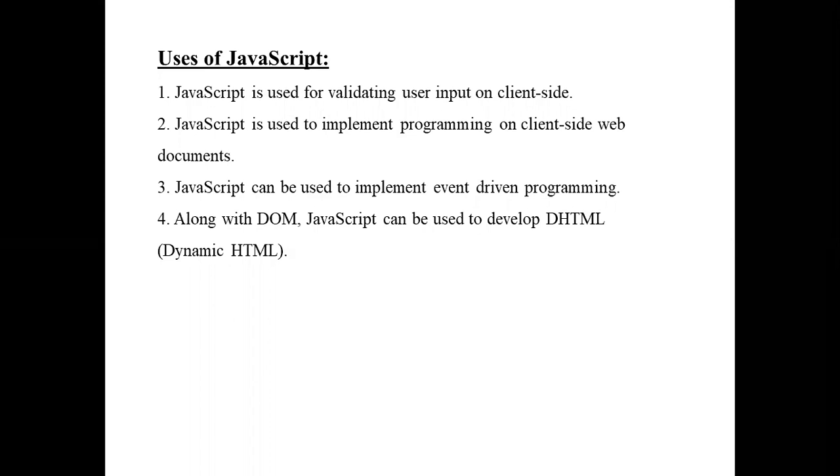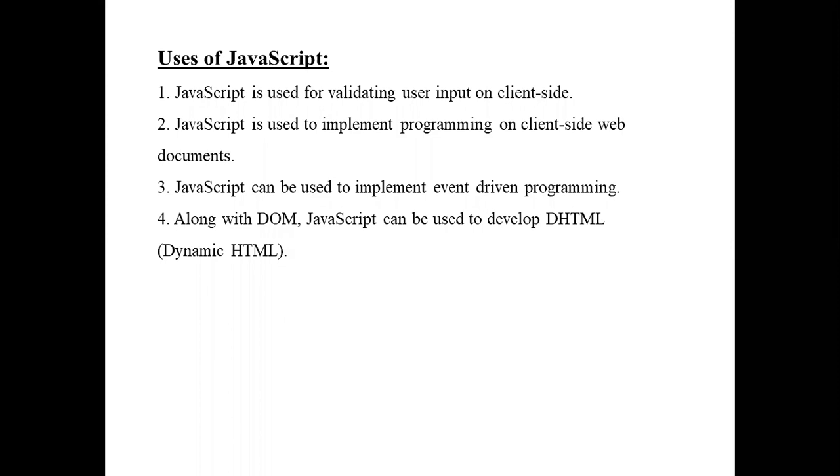First one, by using JavaScript you are validating the user input. Second one, it is used to implement programs on the client side. Third one, it is used to implement event-driven programming, that is the flow of the program is determined by events such as user actions. Fourth one, document object model.